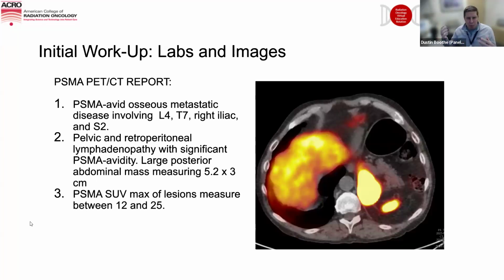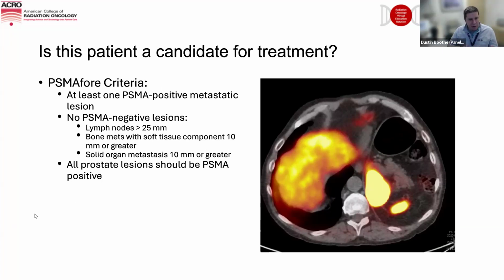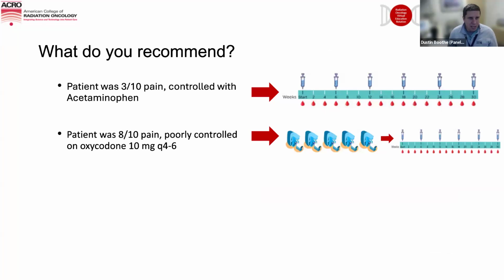So what does it show? It shows multiple areas of metastatic disease, but there's this large retroperitoneal lymphadenopathy. It's about 5.2 by 3 centimeters, and the PSMA SUVmax of the lesion is between 12 and 15. The SUV of the liver is about 8. So it's important to look at everything, but the SUVs are high. Is this patient a candidate for treatment? Well, we've got at least one PSMA-positive metastatic lesion with PSMA avidity above the liver, and there are no PSMA-negative lesions. There's one other thing in the PSMAfore criteria about prostate lesions that should be PSMA positive. He doesn't have a prostate. We're good.